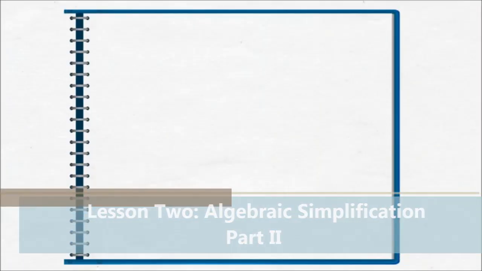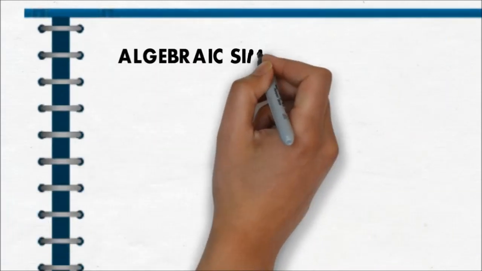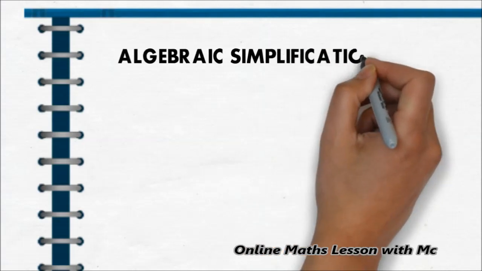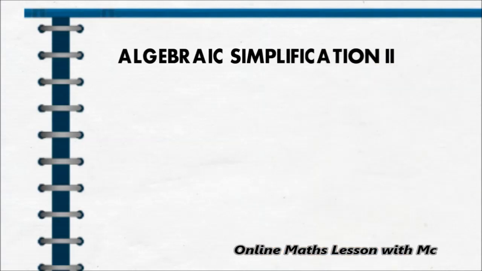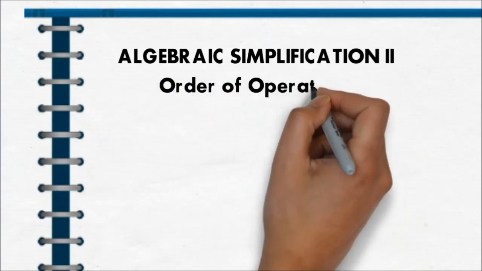Hello everyone, welcome to our second video lesson in the series Algebraic Simplification Part 2. In our first lesson, we looked at multiplication and division of algebraic terms. So if you missed the first lesson, you need to watch it to better understand this lesson. In today's lesson, we'll be looking at order of operations.